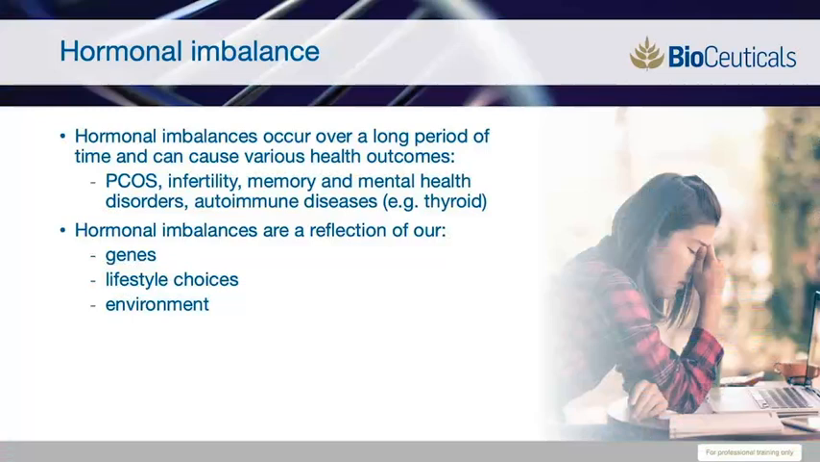Hormonal imbalances occur over a long period of time and can cause various health outcomes. So PCOS, infertility, mental health disorders and autoimmune conditions such as thyroid, thinking about Hashimoto's or Graves', are all associated with hormonal imbalances. And hormonal imbalances are a reflection of our genes, our lifestyle choices and our environment.